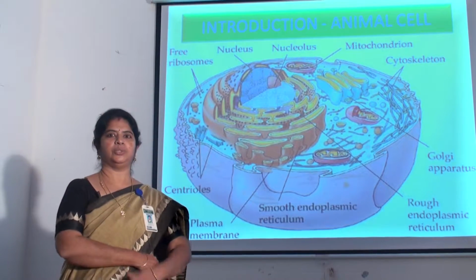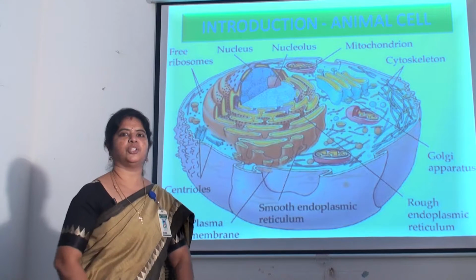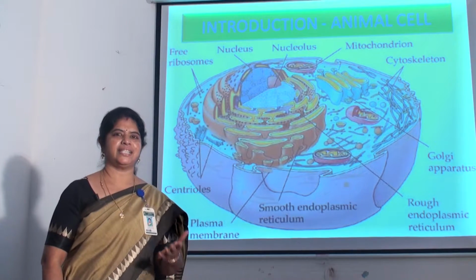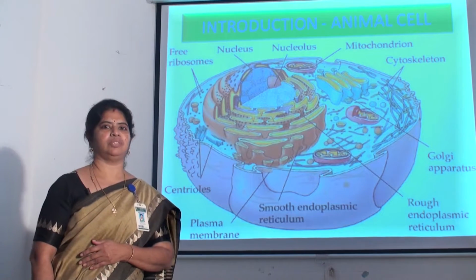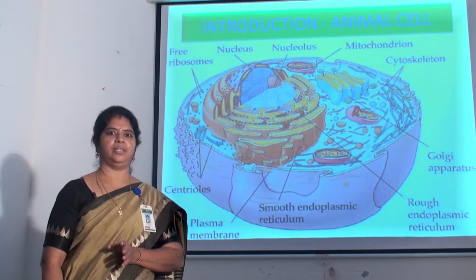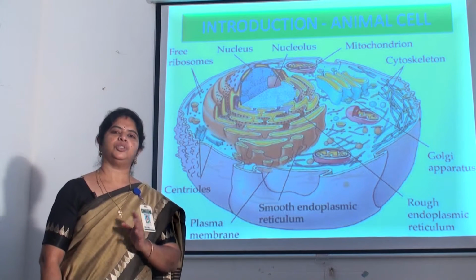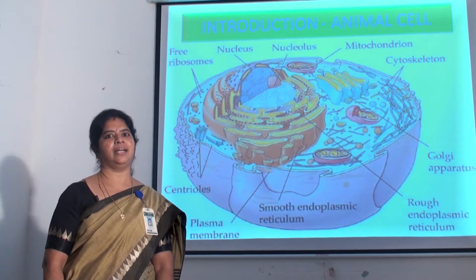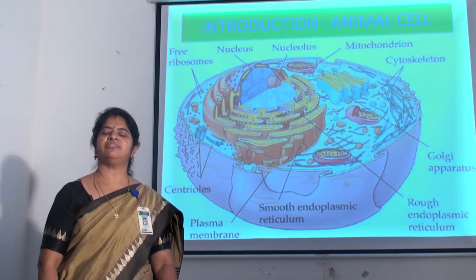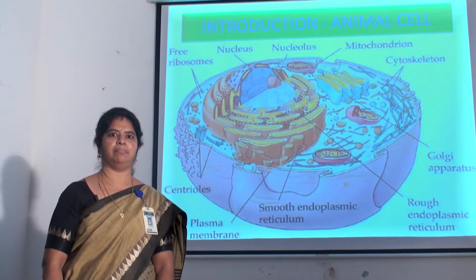Before going into the structure and function of mitochondria, let us see a brief account of the cell. You know very well the cells. There are two types, the animal cell and the plant cell, with a few differences between them.